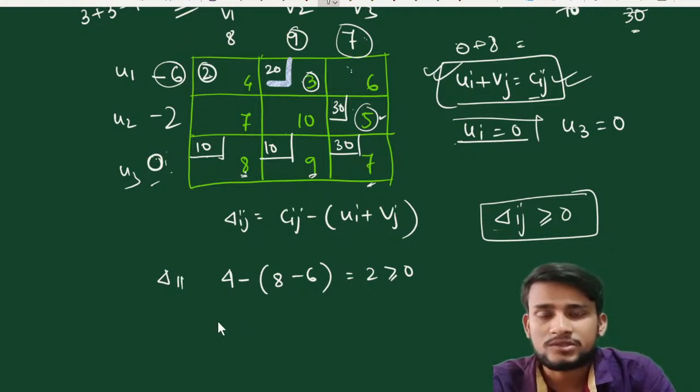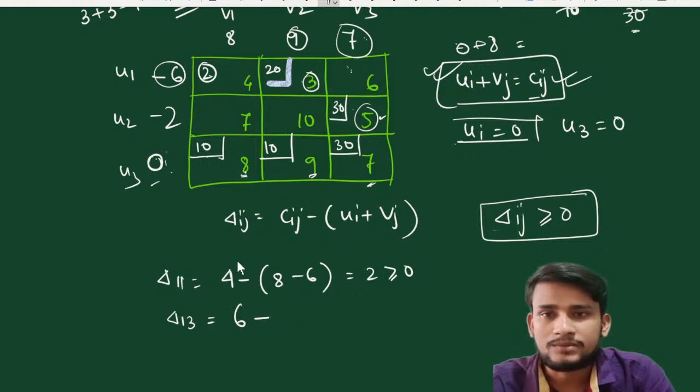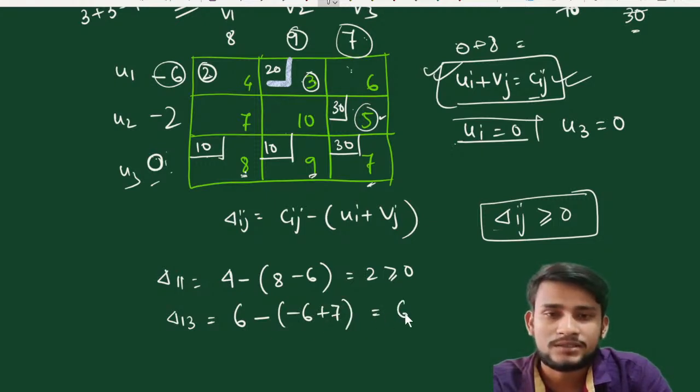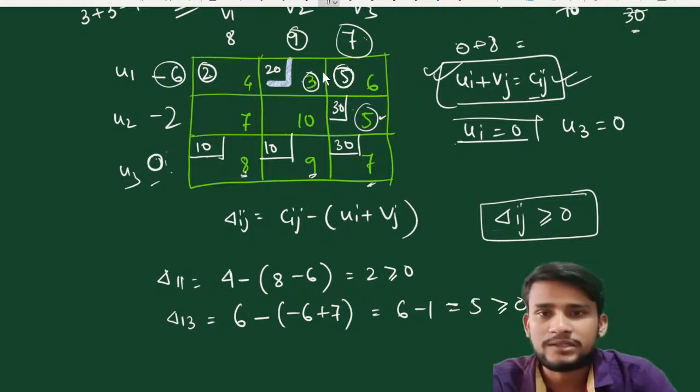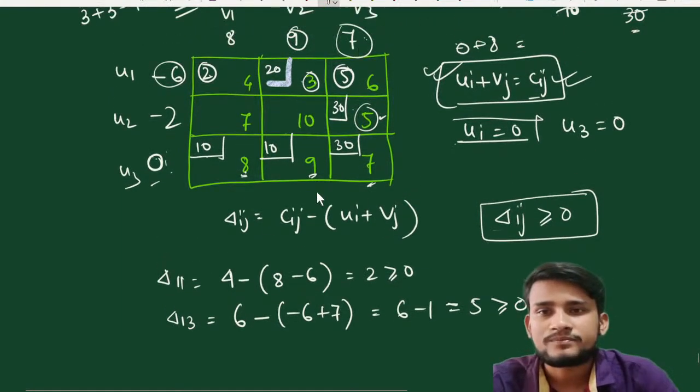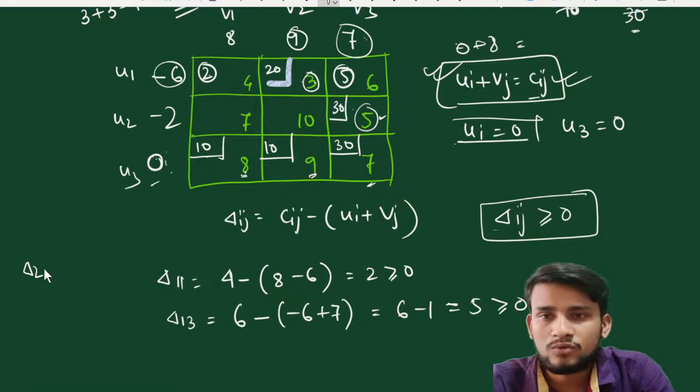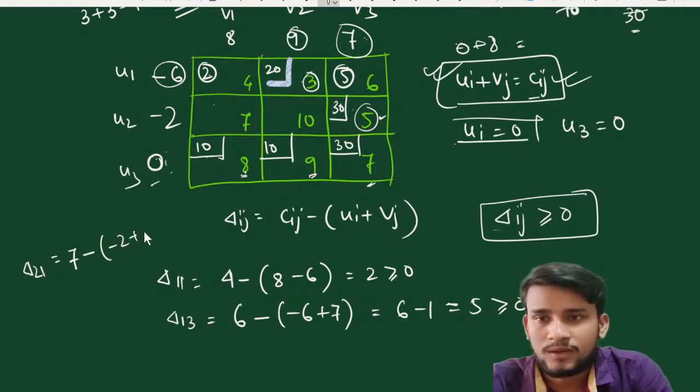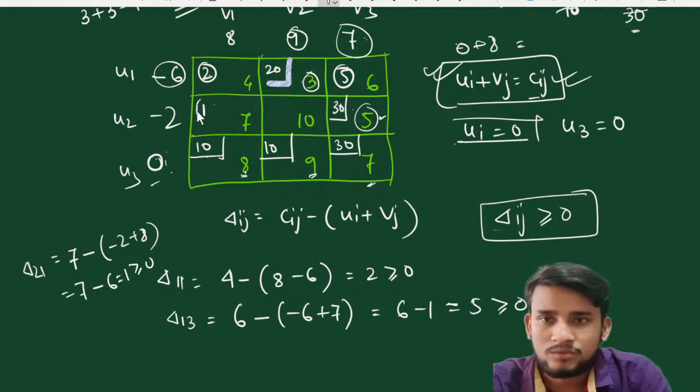Now we calculate for this non-allocated cell, which is delta 13. This is equal to cij, that is 6, minus (ui plus vj), that is minus 6 plus 7. So this is equal to 6 minus 1, which is 5, which is greater than or equal to 0 again. Now we calculate for this cell, delta 21, which is equal to 7 minus (minus 2 plus 8). So 7 minus 6 is equal to 1, which is greater than or equal to 0.